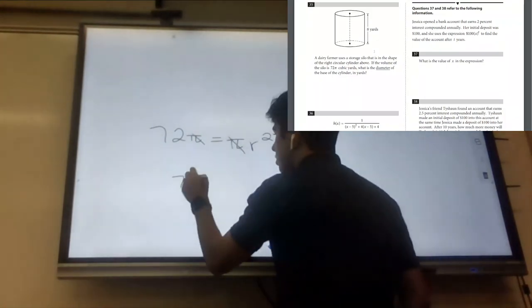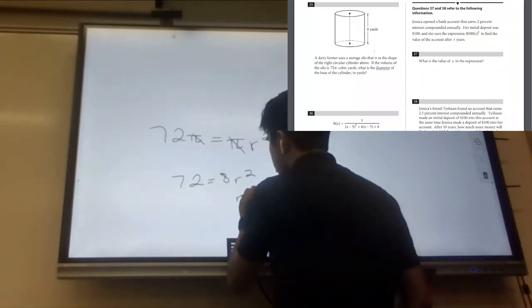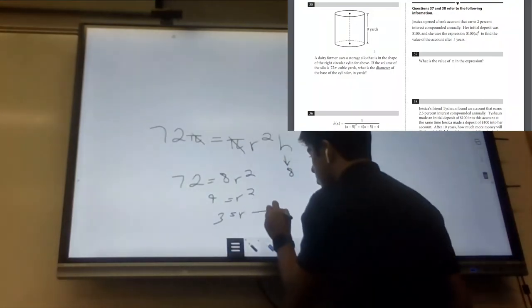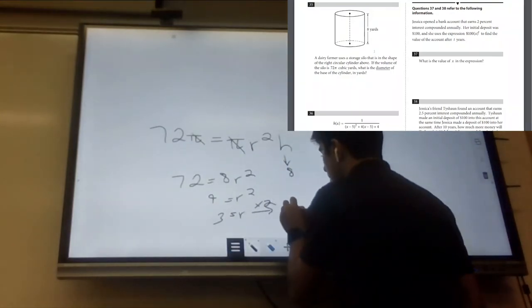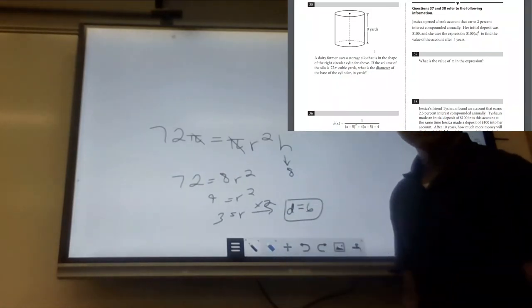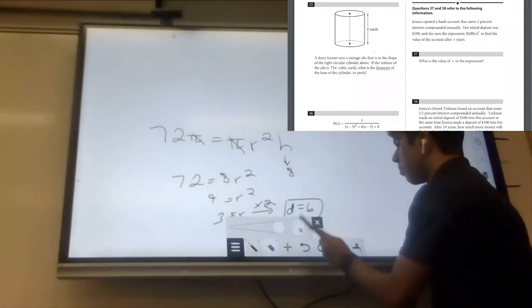So now I have 72 equals 8 r squared. So r squared equals 9, r equals 3. We need to find the diameter, so just times 2, and diameter equals 6. 6 yards, that is the diameter right there, and we can keep on going.